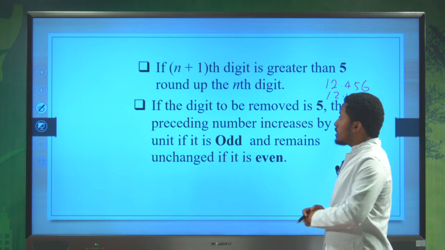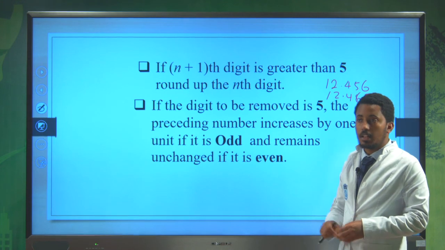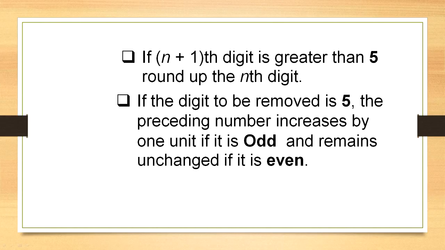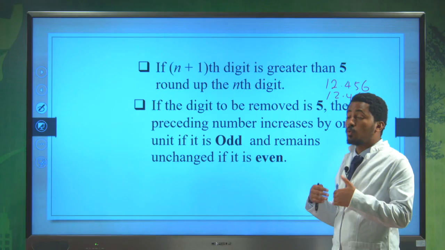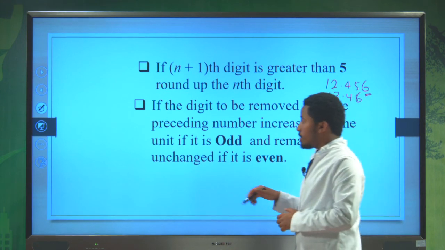The third rule is if the digit to be removed is 5, then we have 2 ways. If the preceding one is odd, then we have to add 1. If the preceding number is an even number, we don't have to change it. It has to stay as it is. Let us give an example.